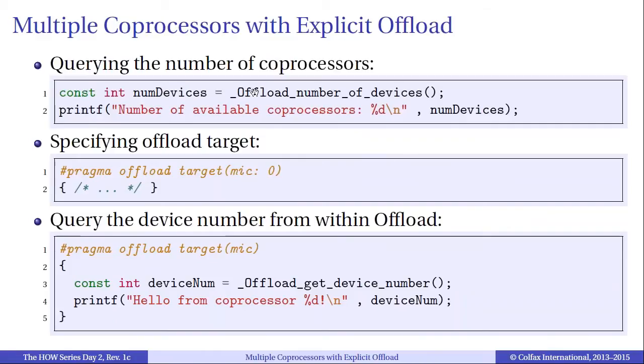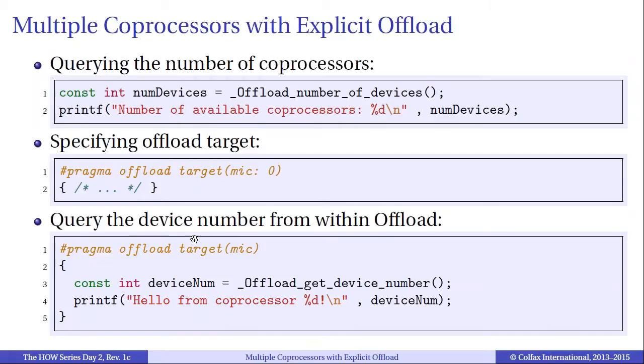You can query how many coprocessors you have by running this support function, offload number of devices. It returns the number 0, 1, 2, 3, however many coprocessors you have available in the system. If you want to offload to coprocessor number 0, you say pragma offload target mic colon 0. If you want to offload to coprocessor number 1, you go colon 1. And if you overshoot the number of the coprocessor, so you have two coprocessors and you specify 99 here, this is still fine because the enumeration loops over. So if you have two coprocessors, then 0 and 1 is the same as 2 and 3, same as 4 and 5, and so on.